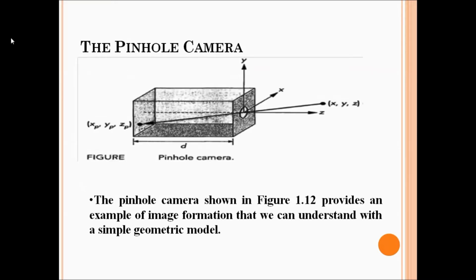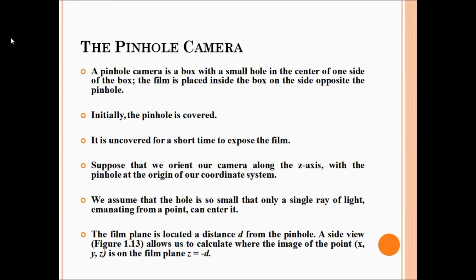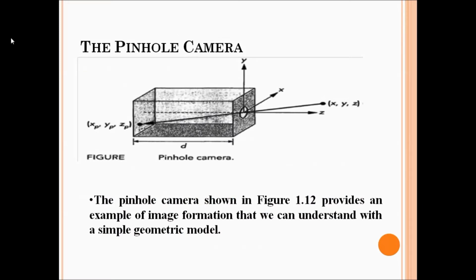So you can see the diagram here. Actually, this diagram is a geometrical model of a pinhole camera. Now we are going to discuss the concepts related to the pinhole camera one by one. So a pinhole camera is a box with a small hole in the center. That hole will be on one side of the box and the film is placed inside the box exactly opposite to the pinhole. Initially the pinhole is covered and it is uncovered for a short time to expose the film.